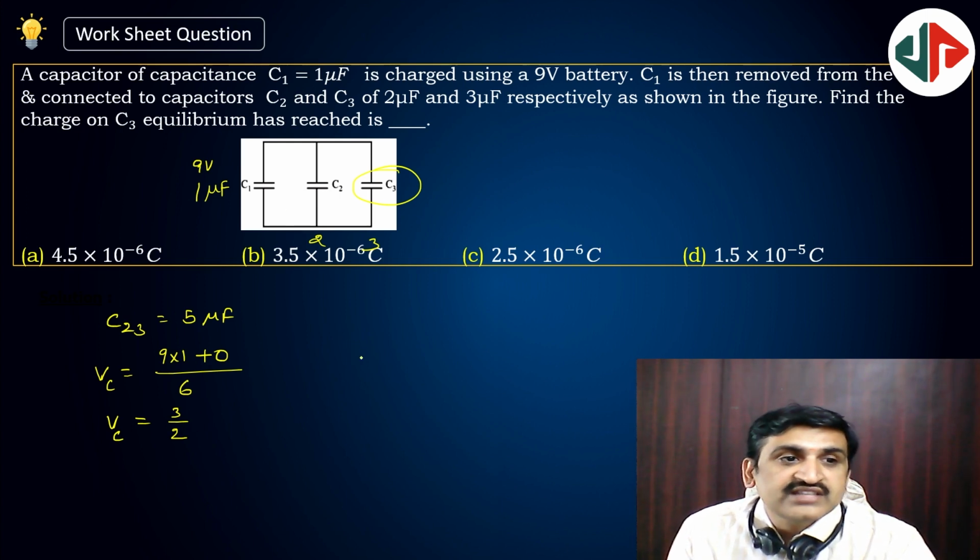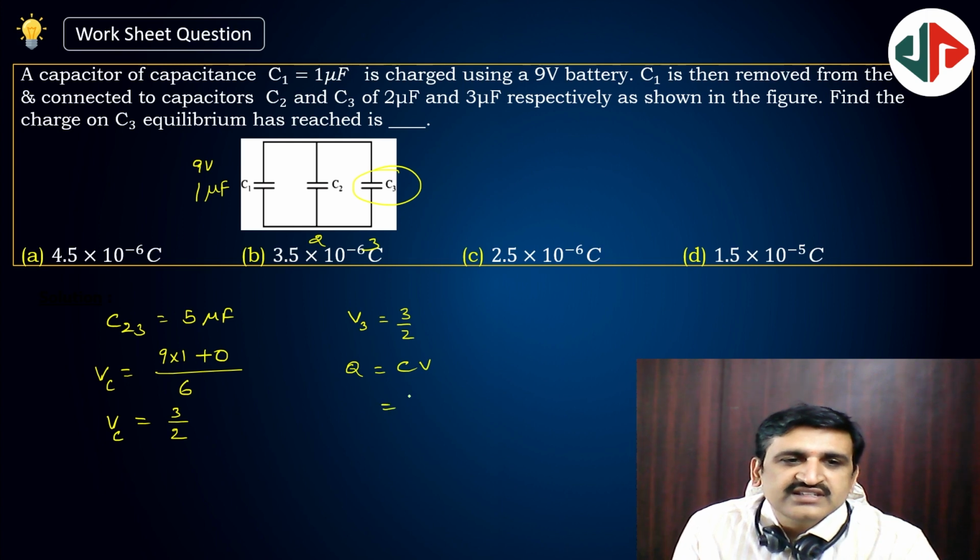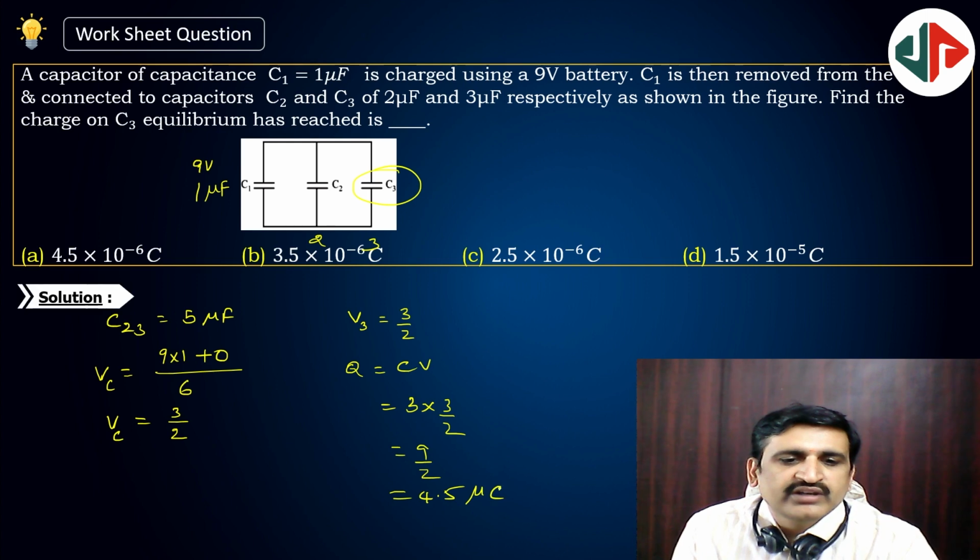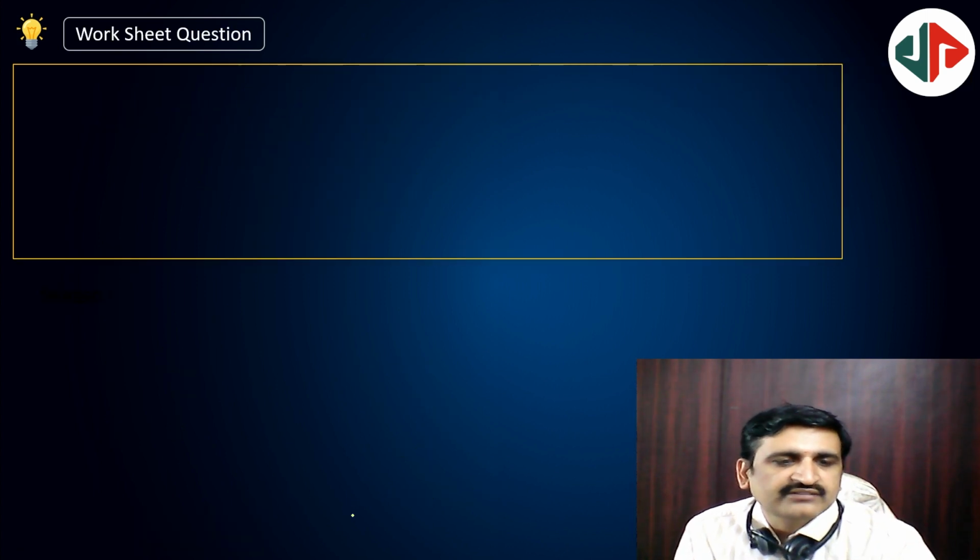So he wants C3 only. Voltage for C3 is 3 by 2 and Q for C3 is Q is equal to CV. C value is 3 into V value 3 by 2, that is 9 by 2. 9 by 2 means 4.5 microcoulomb. Microcoulomb means 10 power minus 6.